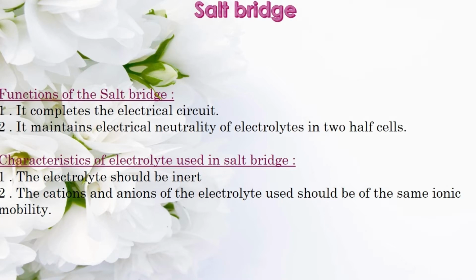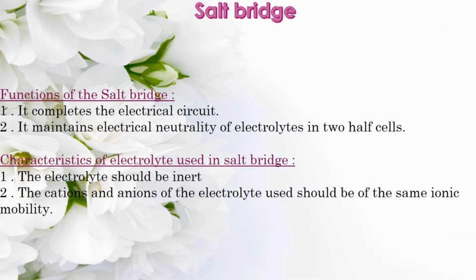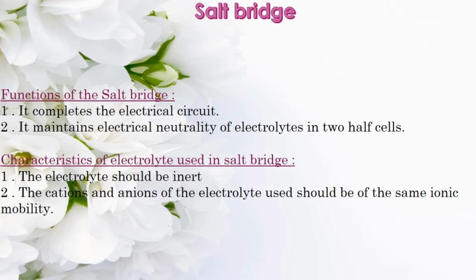It is usually an inverted U-tube filled with a concentrated solution of an inert electrolyte. The essential requirements of the electrolyte are that the mobility of the anion and cation of that electrolyte should be almost the same. The ions of the electrolyte are not involved in the electrochemical change. The ions present in the electrolyte should not react chemically with the species of the cell.